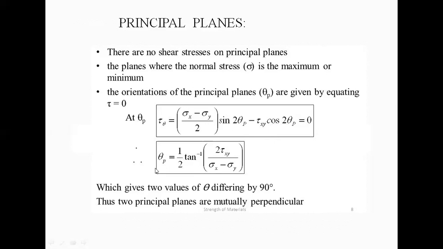This way we find the angle of the principal plane, which is given by theta p equal to 1 by 2 tan inverse of twice tau xy divided by (sigma x minus sigma y). It is evident that this equation will give two values of theta differing by 90 degrees. That means two mutually perpendicular planes will have no shear stress and only direct stresses. This way we find the inclination of the angle.